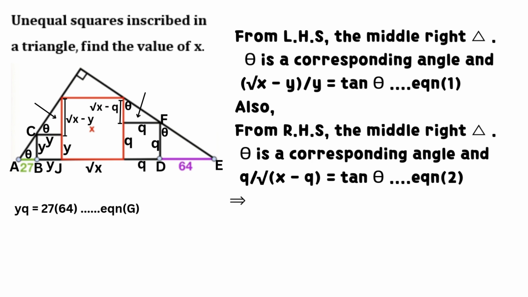Also, from the right-hand side of the given figure, the middle right triangle has an angle theta which is a corresponding angle to angle DFE. And by trigonometric identity, the square root of x minus q, all divided by q, equals tan theta. We call this equation 2. This type of question requires in-depth knowledge of trigonometric identities, similar triangle properties and Pythagoras' theorem.